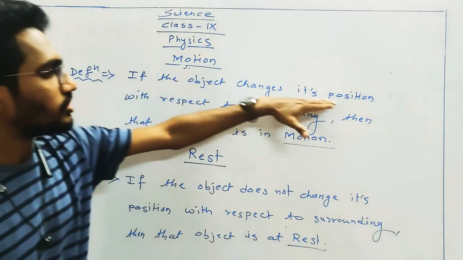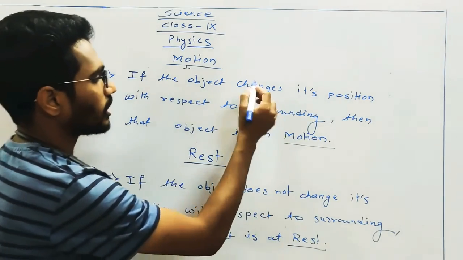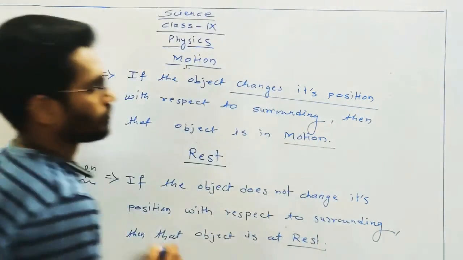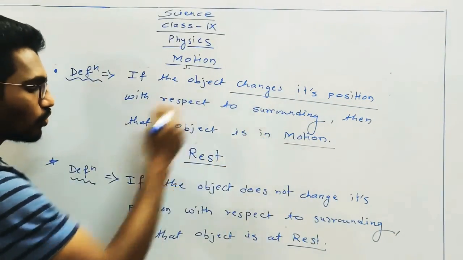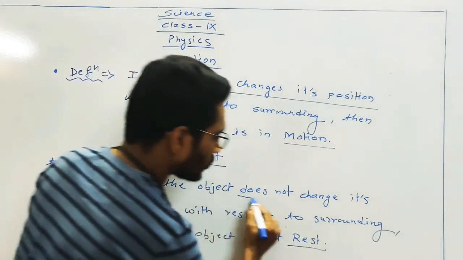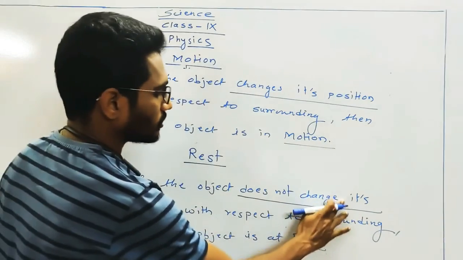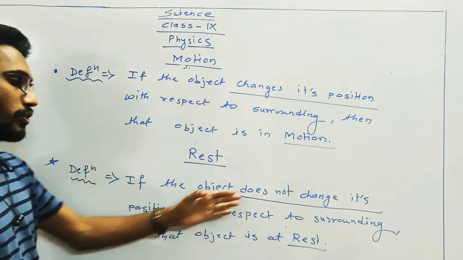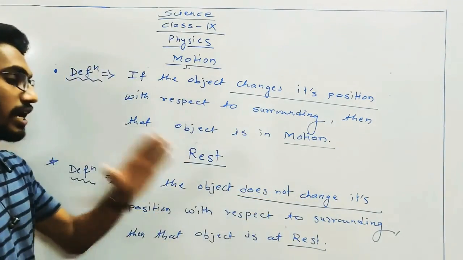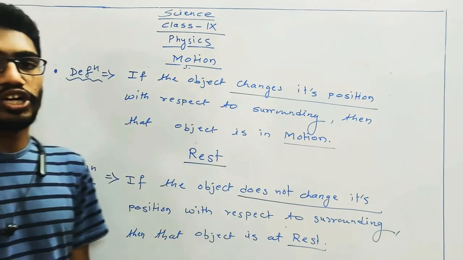If the object changes its position with respect to surrounding, then the object is in motion, and if the object does not change its position with respect to surrounding, then it is at rest. Is it clear to all?